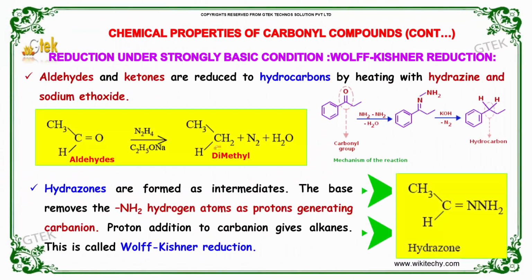Now let us discuss the reduction under strongly basic conditions. That is nothing but Wolff-Kishner reduction. Aldehydes and ketones are reduced to hydrocarbons by heating with hydrazine and sodium ethoxide. Hydrazones are formed as intermediates. The base removes the NH2 hydrogen atoms as protons, generating carbanion. Proton addition to carbanion gives alkanes. This is called Wolff-Kishner reduction.